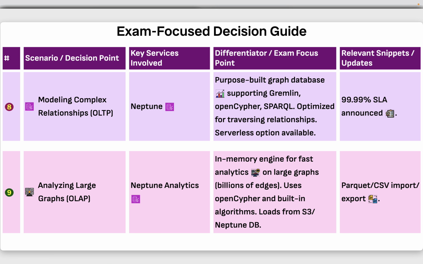Next, analyzing large graphs for overlap, so online analytical processing. Neptune has one flavor called Neptune Analytics. This is an in-memory engine for fast analytics on large graphs with billions of edges. It uses OpenCypher and built-in algorithms. It can load from S3 and Neptune DB. And some notes: Parquet and CSV import and export options are available.